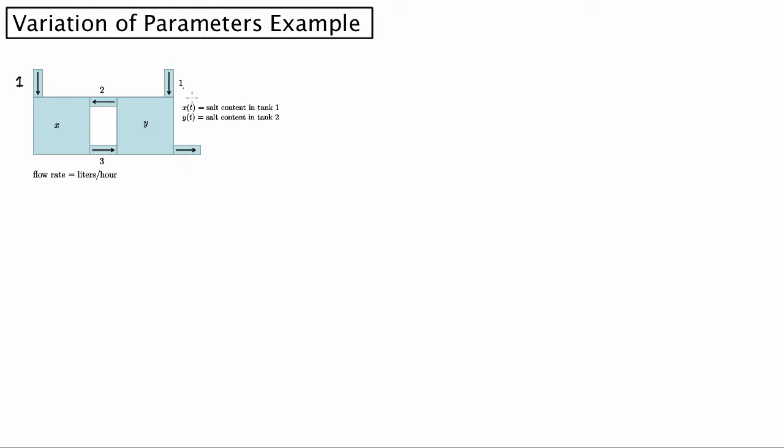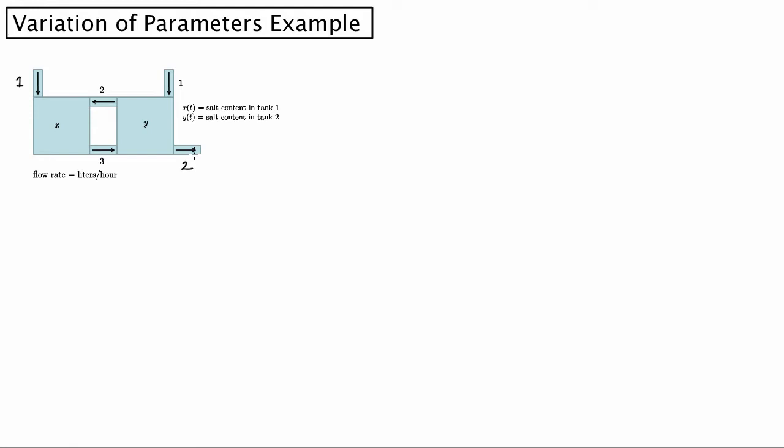Similarly, if I look here at Y, it's gaining 3 and 4, but it's only losing 2, which means the flow rate here has to be 2 liters per hour as well. Now, if I don't introduce any salt into the system, then this is a homogeneous problem. Whatever salt is initially in the system eventually is going to go away, and the solution is that there's no salt in the system.